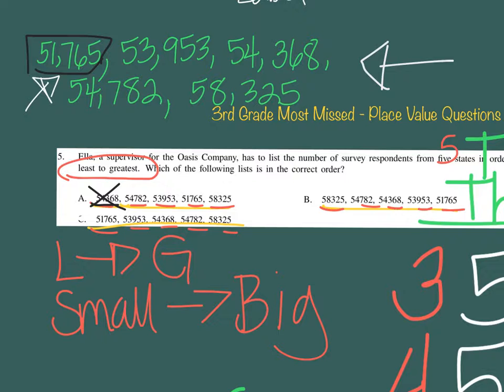Let's look at B. What do you notice about B? Exact same thing. You're right. Look, here, what did it start with? Is that the least number? What is that? That's right. That's the greatest number. This one is going greatest to least. Is that what it asked us for? No, it said least to greatest. That one's wrong.